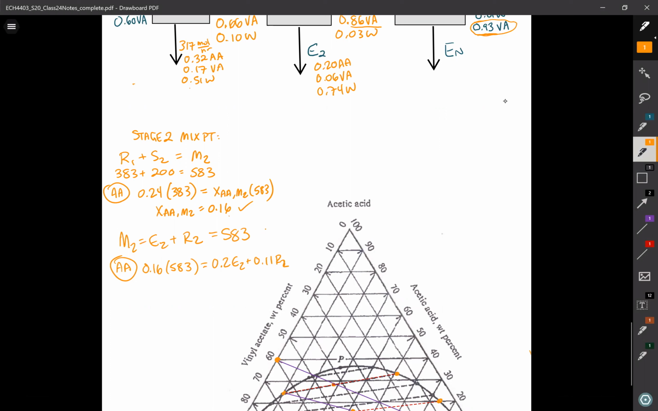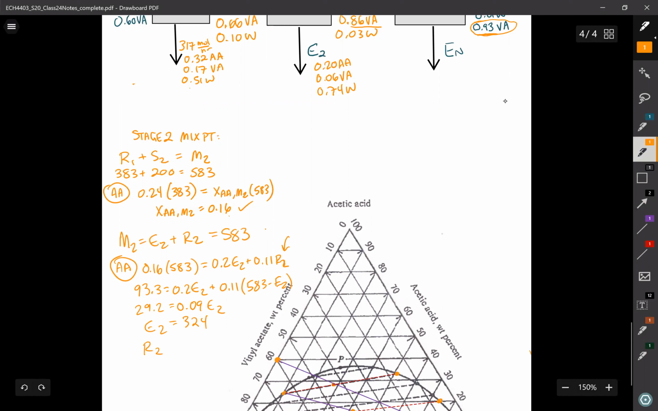Substitute again by saying that R2 is equal to 583 minus E2. So I'll crunch this number. 93.3 is equal to 0.2 E2 plus 0.11 times (583 minus E2). Do some more algebra. Find that I've got 29.2 is equal to 0.09 E2, and therefore E2 is 324, and R2 is 583 minus 324, 259 moles per hour.